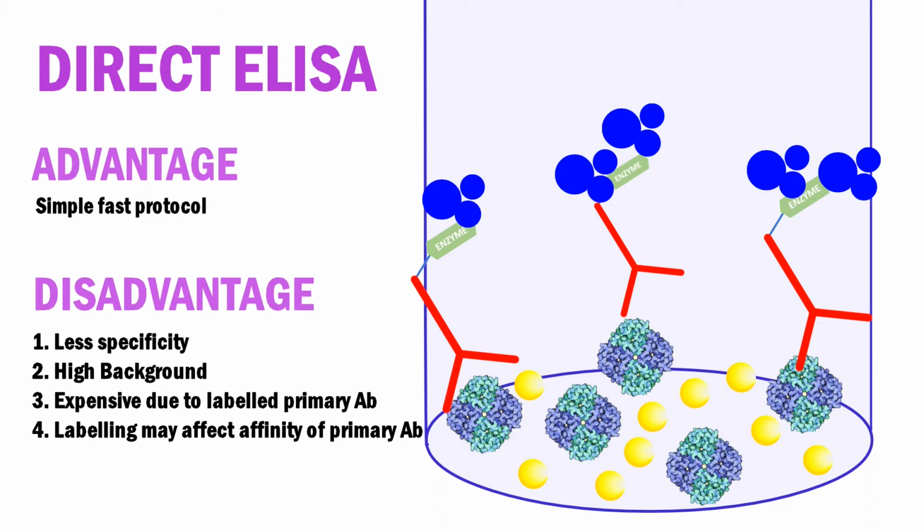Direct ELISA has the advantage of being a fast and simple protocol. However, it is less specific since we are only using one antibody. Additionally, there is a potential for high background if all proteins from a sample are immobilized in the well. It is expensive due to the use of a labeled primary antibody. Labeling may affect the affinity of the primary antibody to the antigen.